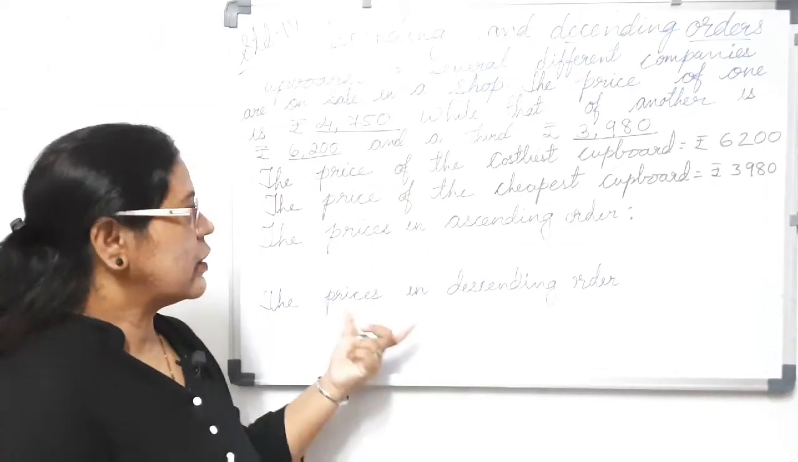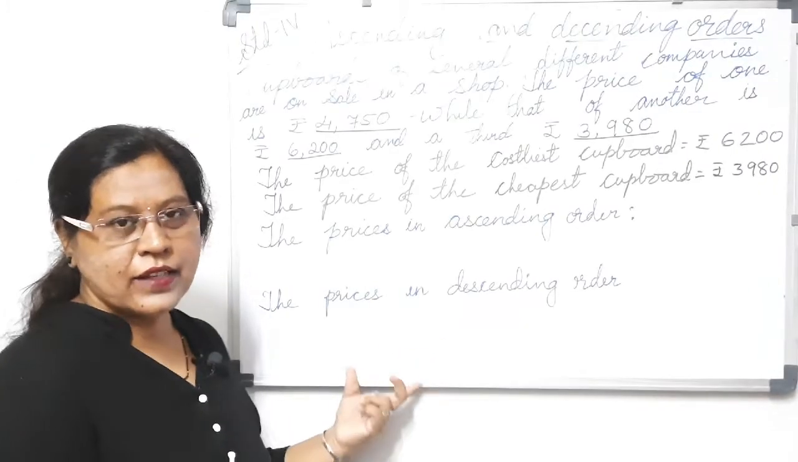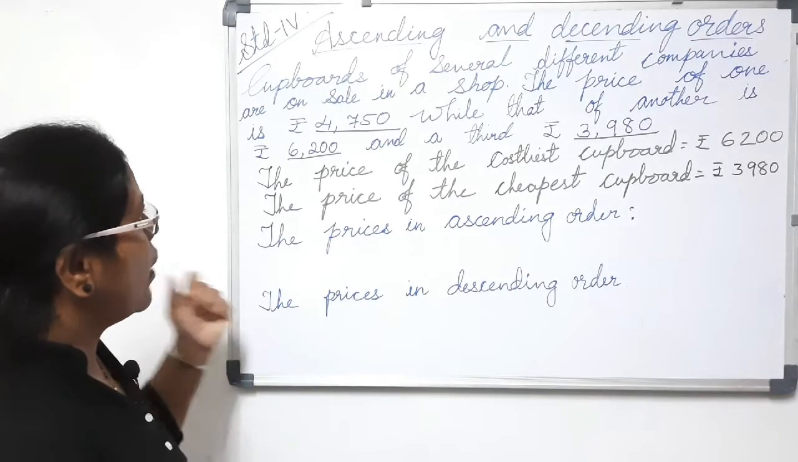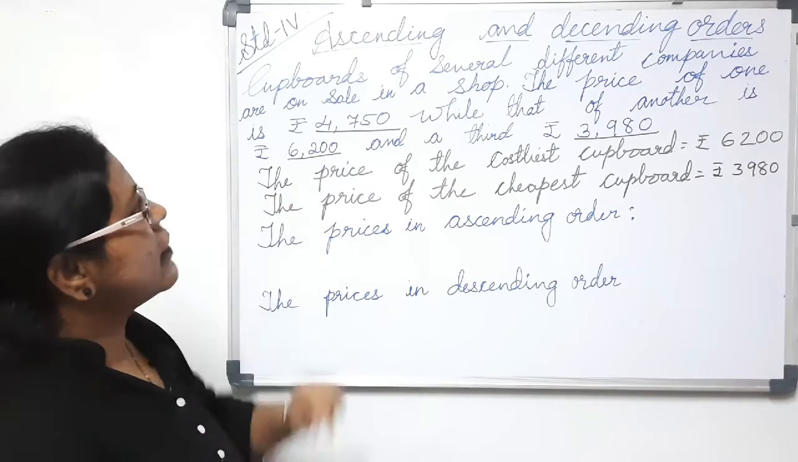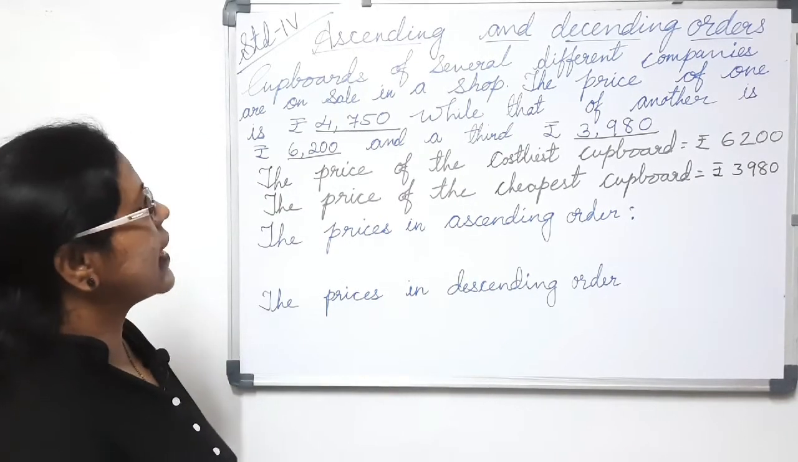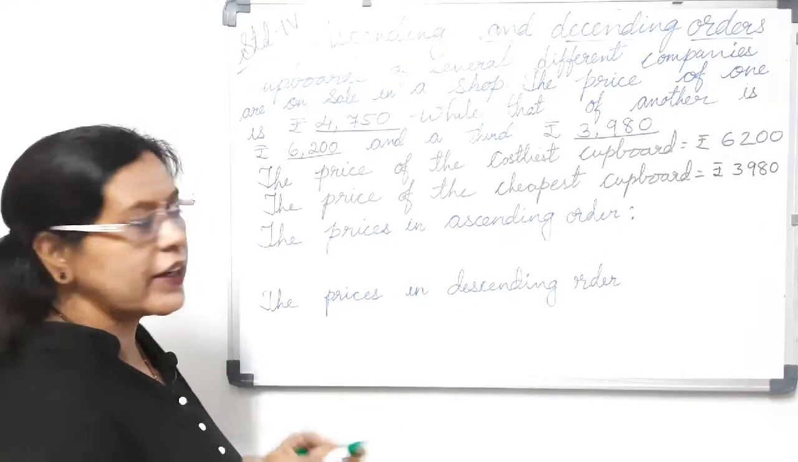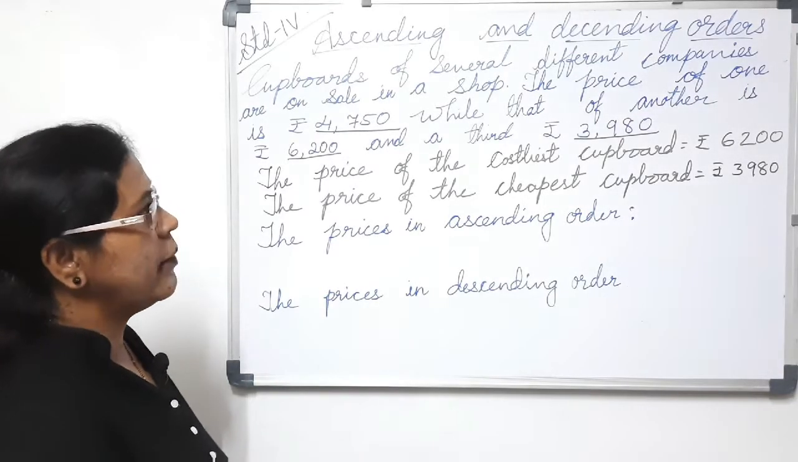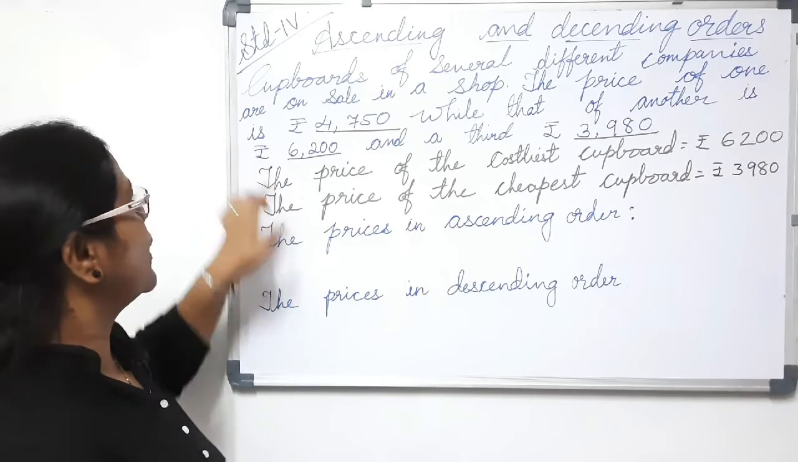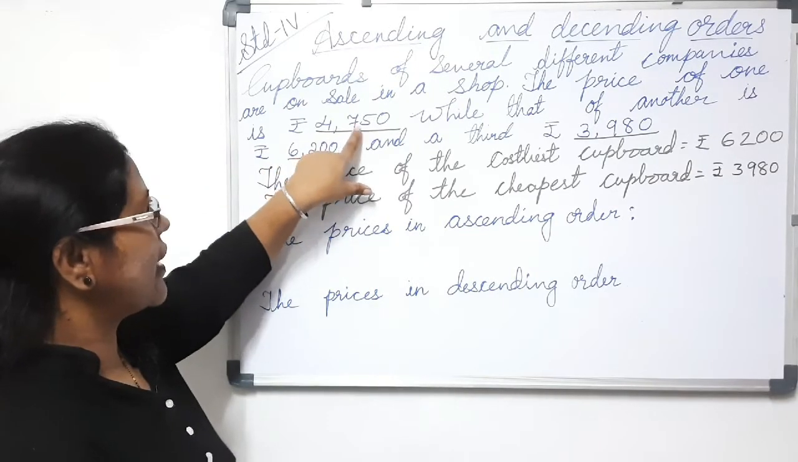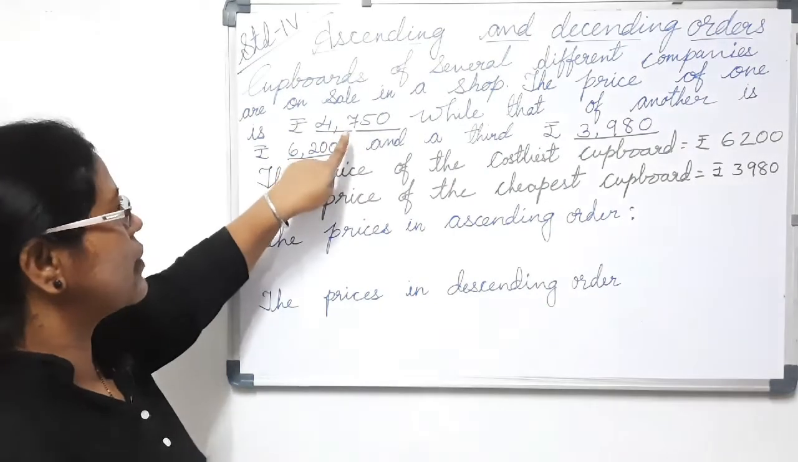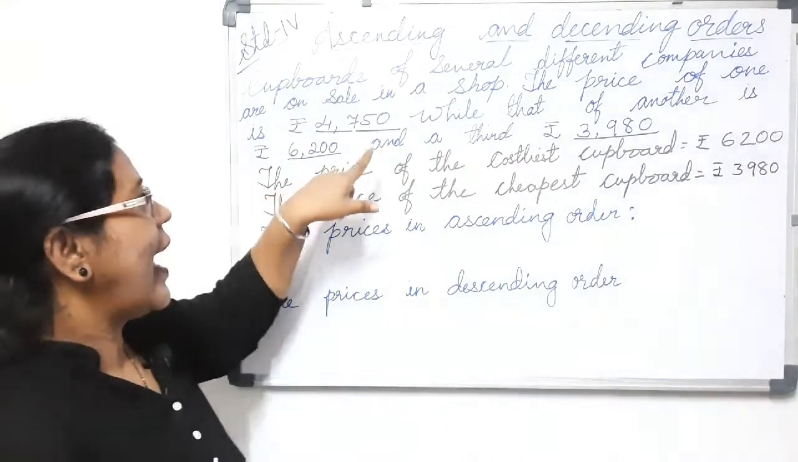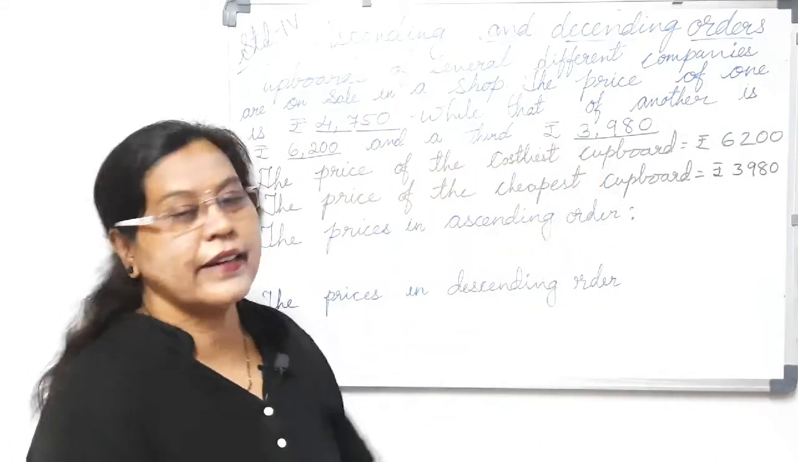Now pay attention here. This example sum is in your textbook on page number 15. Now what this sum says to us: cupboards of several different companies are on sale in a shop. The price of one cupboard is rupees 4,750, while that of another is rupees 6,200, and a third rupees 3,980.